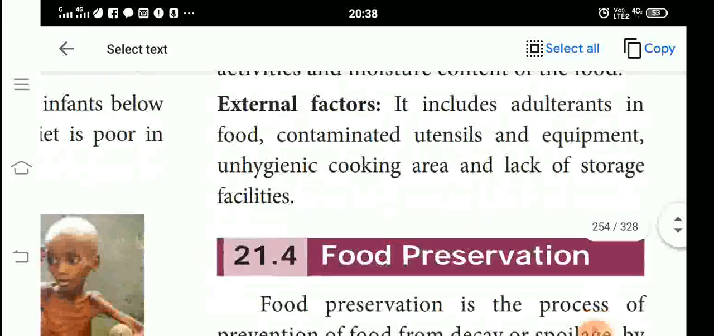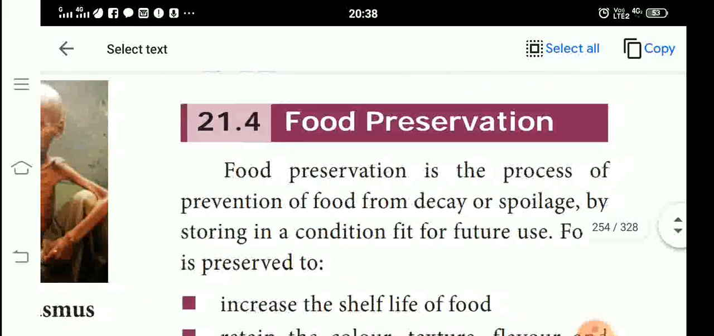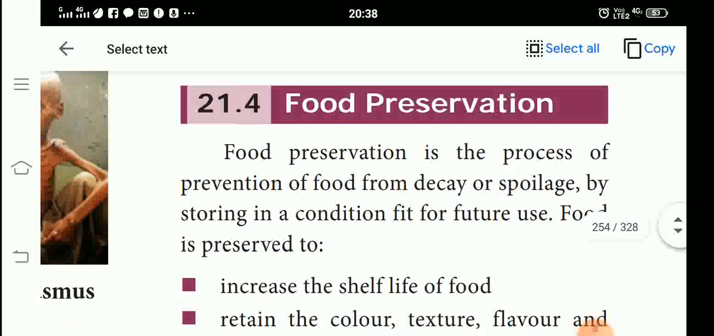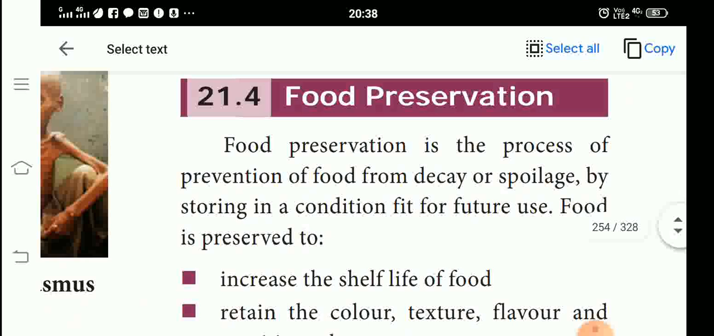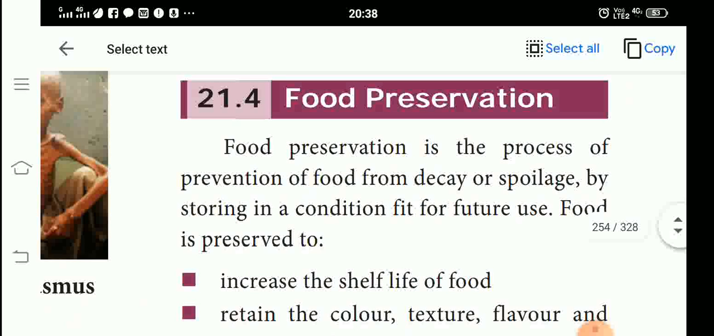The next topic we are going to see is food preservation. What is preservation? That is to avoid the spoilage of food, to avoid the decay of food. We have to store the food for future use in the same condition without spoilage. So that is called food preservation. For example, we keep jam for so many months. How do we keep jam for so many months? Because of adding a preservative. If in jam they are not adding any preservative, what will happen? It will be spoiled within 2 to 3 days.